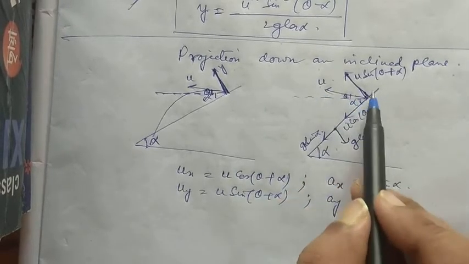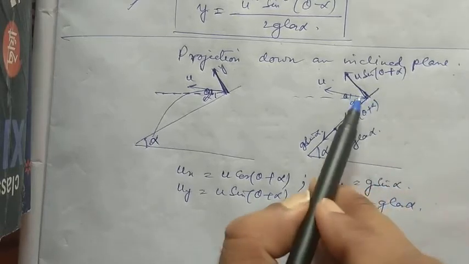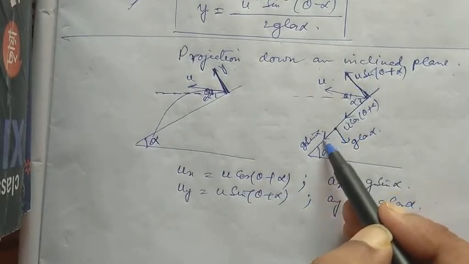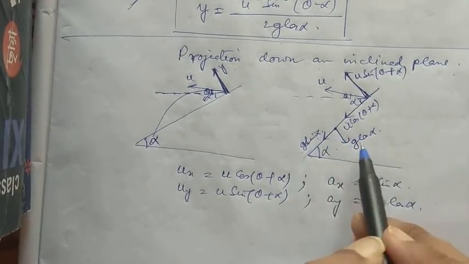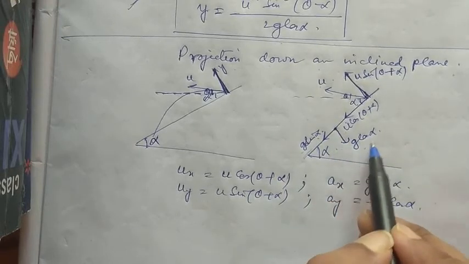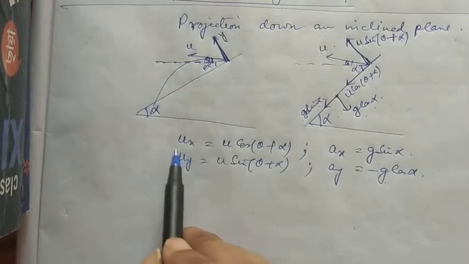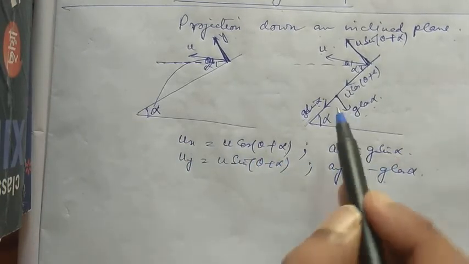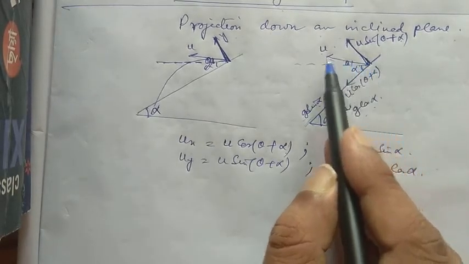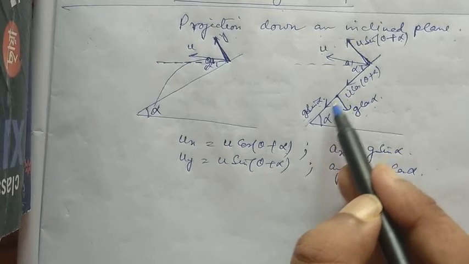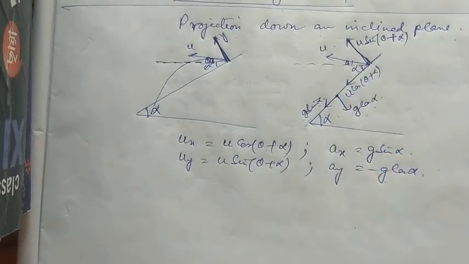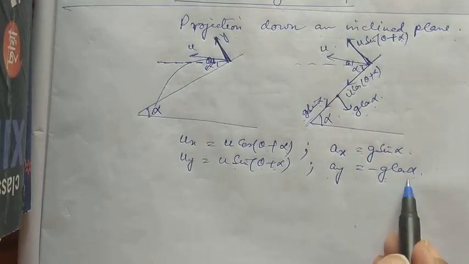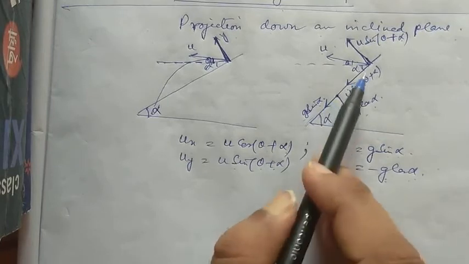So the component of u along the inclined plane is u cos(theta plus alpha), and perpendicular to the inclined plane is u sin(theta plus alpha). Now the component of g along the inclined plane downwards was g sin alpha, and the perpendicular component was g cos alpha. So we can write u_x is equal to u cos(theta plus alpha), and a_x is equal to g sin alpha. This is plus because the particle projection direction and the component of g are along the same direction, down the inclined plane. Now u_y is equal to u sin(theta plus alpha), and a_y is equal to minus g cos alpha. This acts in the opposite direction to the throw of the particle.